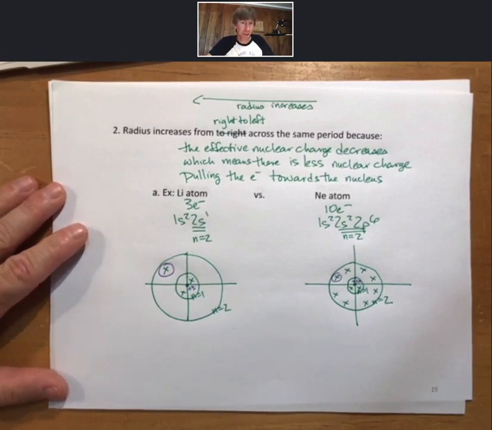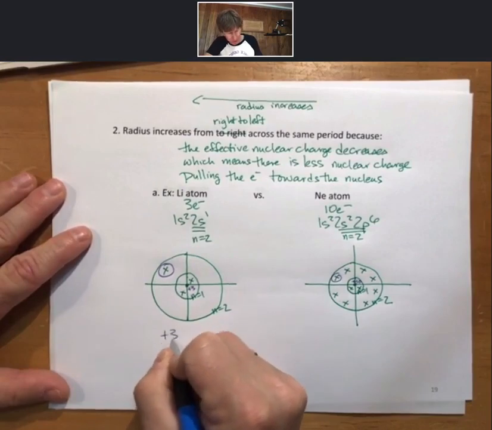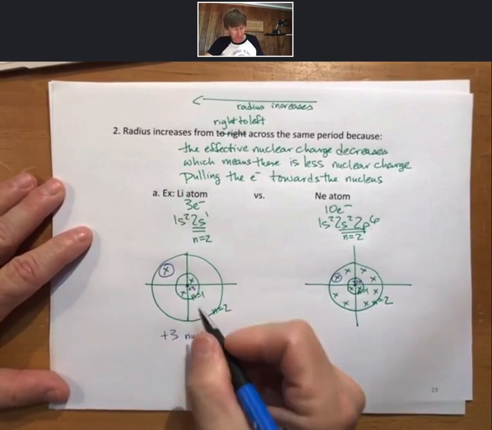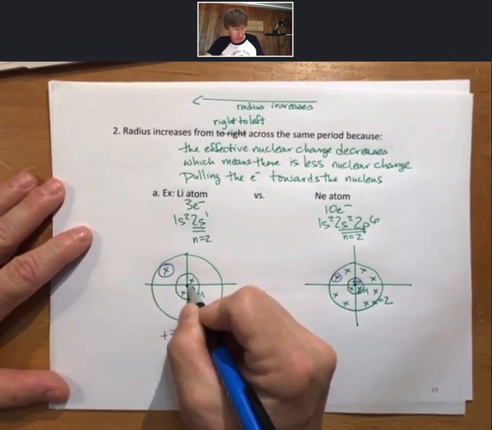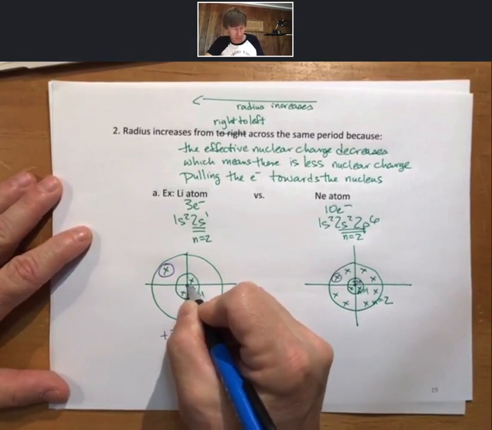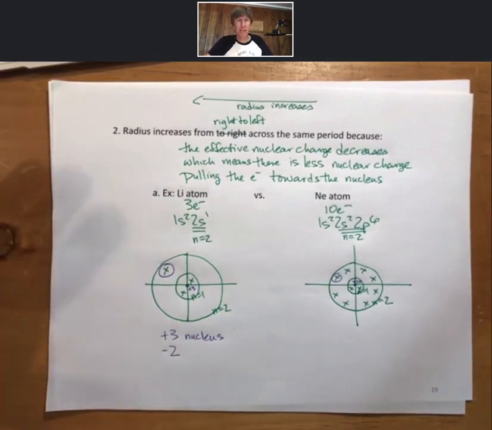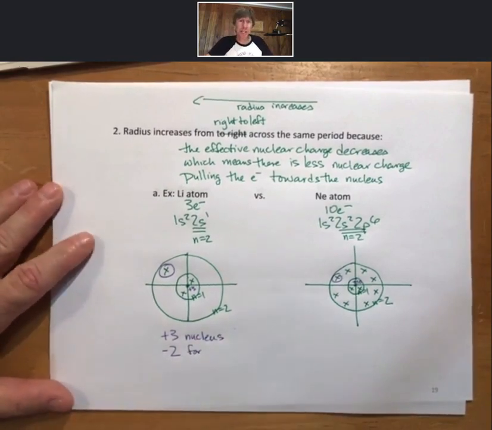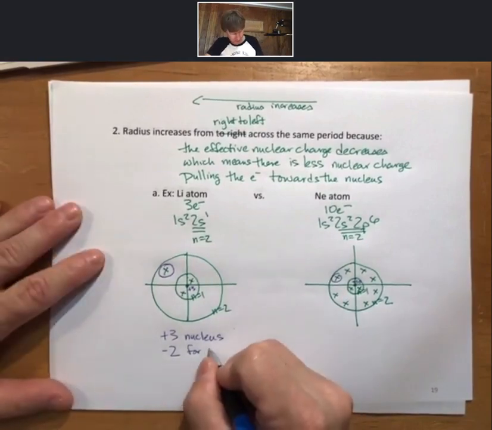Now, effective nuclear charge takes account for the fact that even though there's a +3 nucleus, there are two electrons that are between the 2s1 electron, or any of the n equals 2 electrons, and the nucleus. So we're going to subtract 2, and this is a rough calculation, but it gives you a good idea of what the effective nuclear charge will be. Minus 2 for shielding by the 1s electrons.